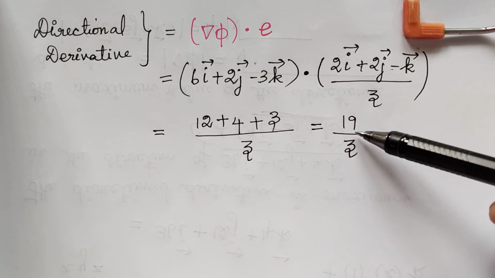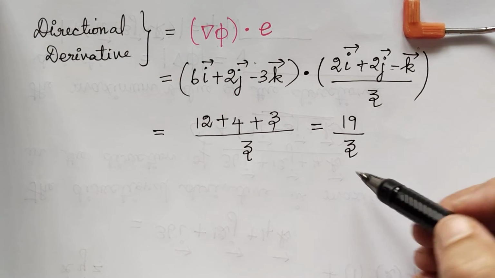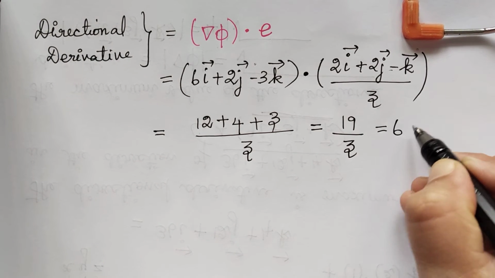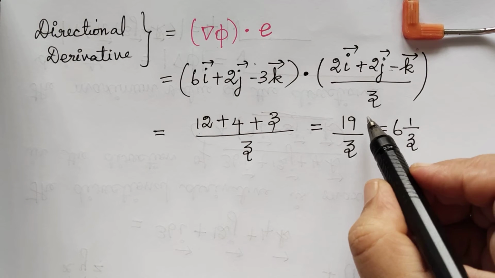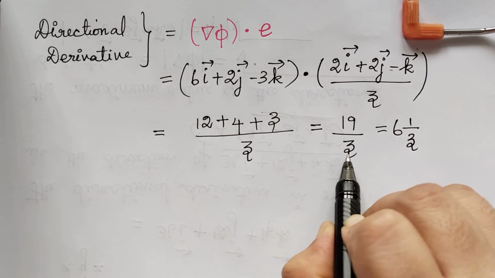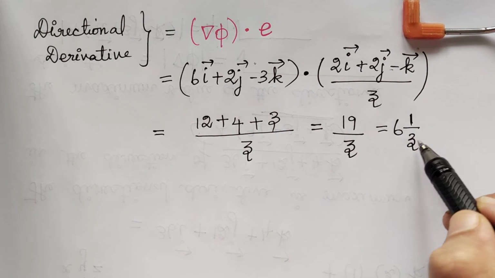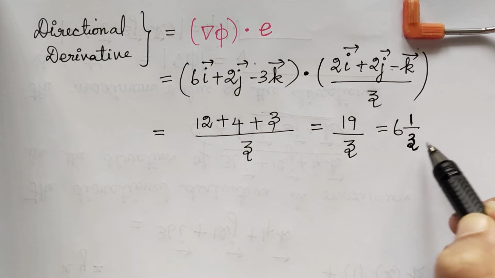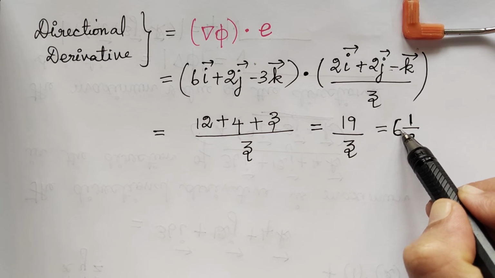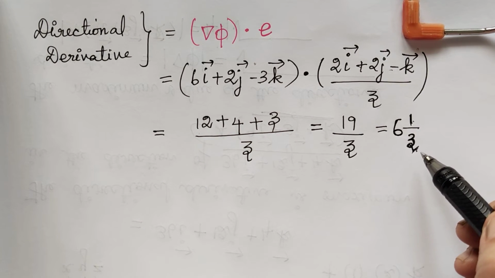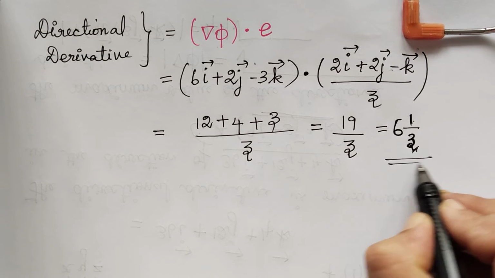If you can write it as a mixed fraction, we know that 3 sixes are 18. So the mixed fraction will be 6 1/3, because when we divide 19 by 3, the quotient will be 6 and the remainder will be 1, and we are dividing by 3. Therefore it can be written as the mixed fraction 6 1/3. After writing this, we will move on to the second question, because we have found the directional derivative.